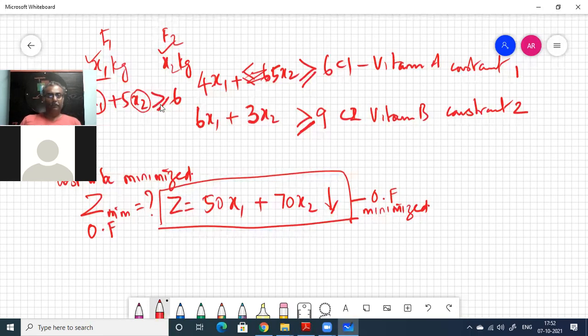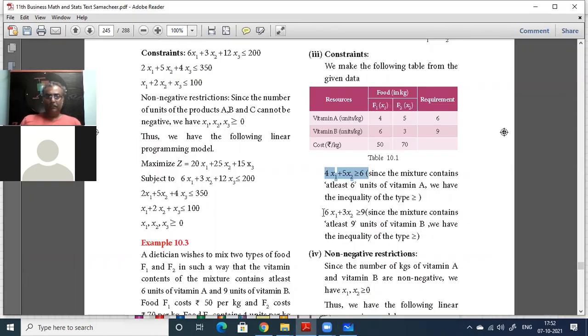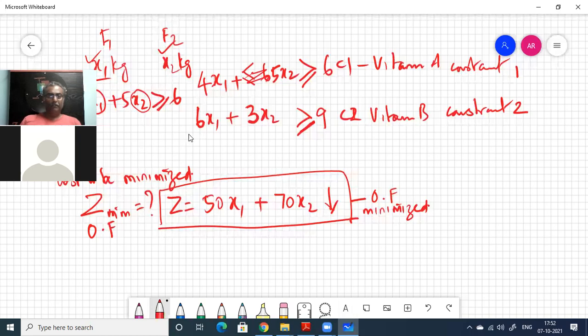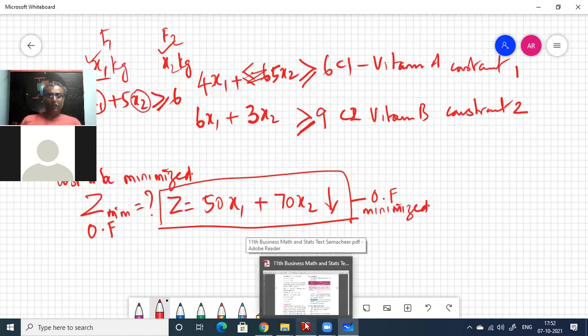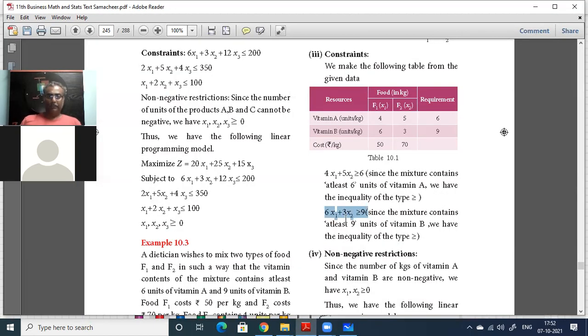4x1 plus 5x2 greater than or equal to 6, we have said. Then 6x1 plus 3x2 greater than or equal to 9, we have also said. So the constraints are correct. What about the objective function?